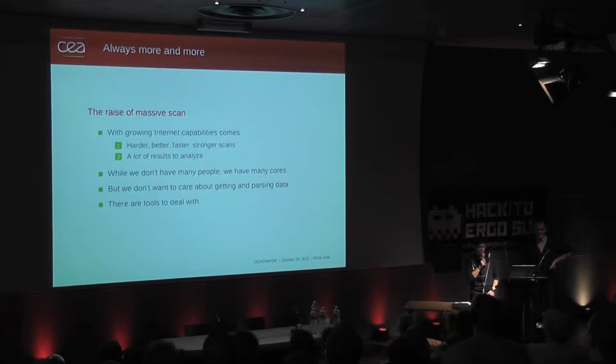With growing internet capabilities, we can now have faster scans, and we can now scan the entire internet, an entire country, a whole enterprise very quickly. So that's the good part, but the bad part is that we have a lot of results to analyze. We cannot have many people to do this, but we have many cores. So we will use these cores instead of people.